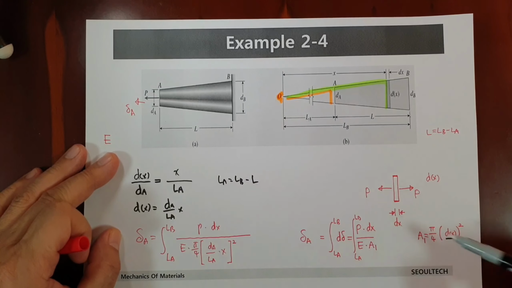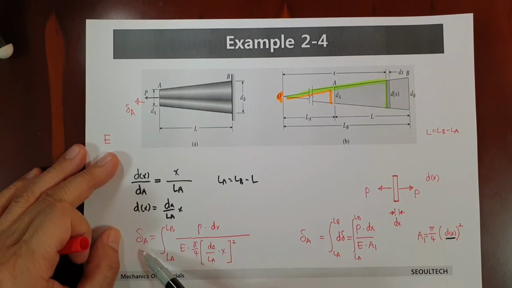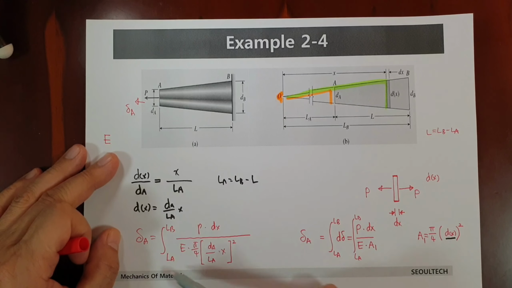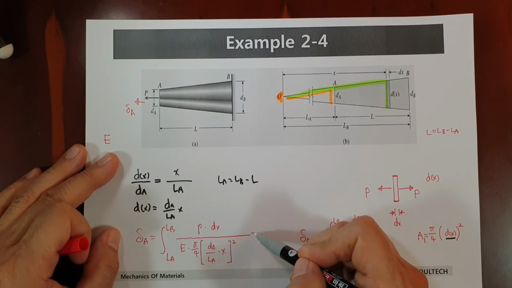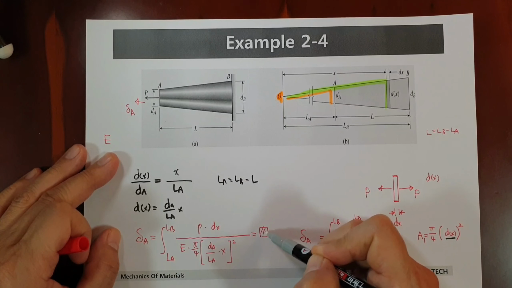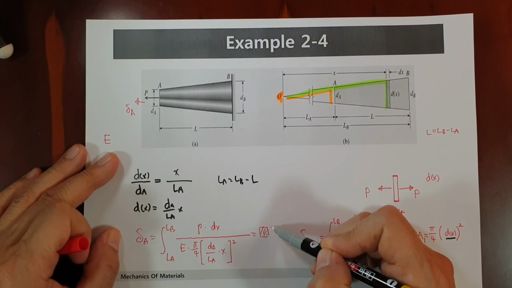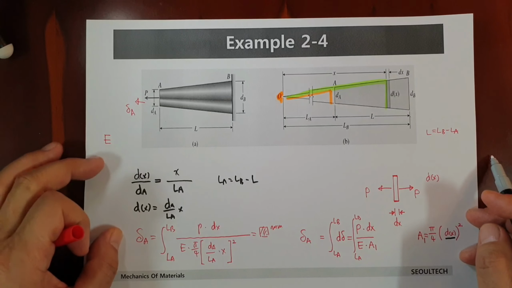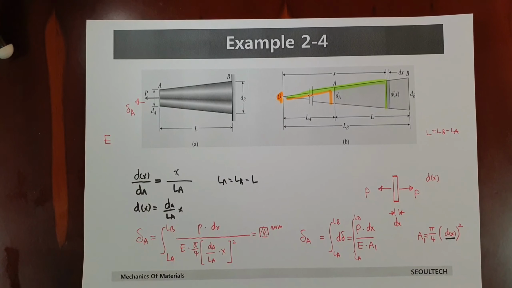dx is substituted there, and finally delta A is the integral of d delta, P dx over E times 5/4, everything substituted in. Then the final value is like this. If you take the integral, then finally you can have the final answer, expressed in millimeters. Okay.